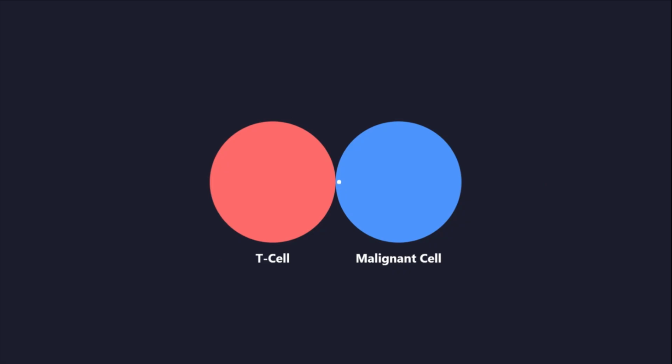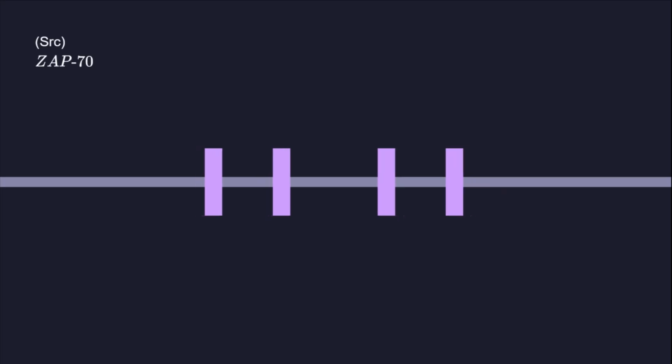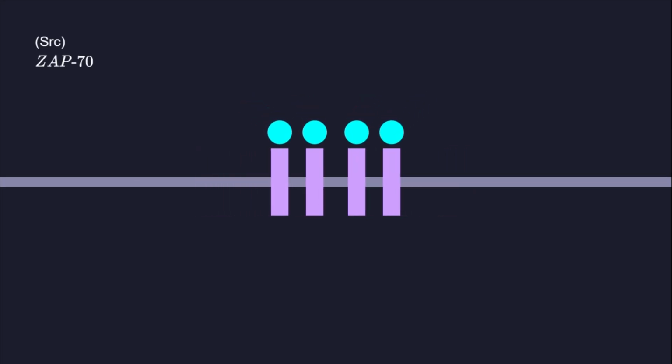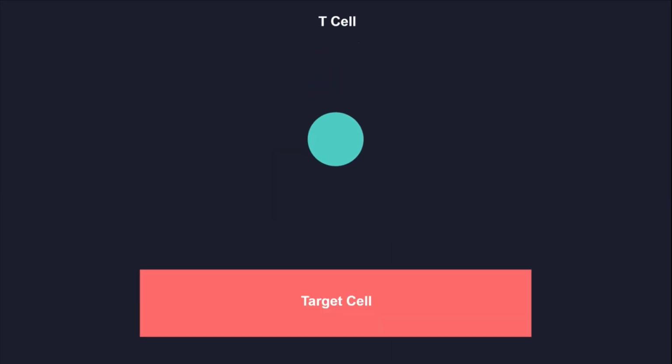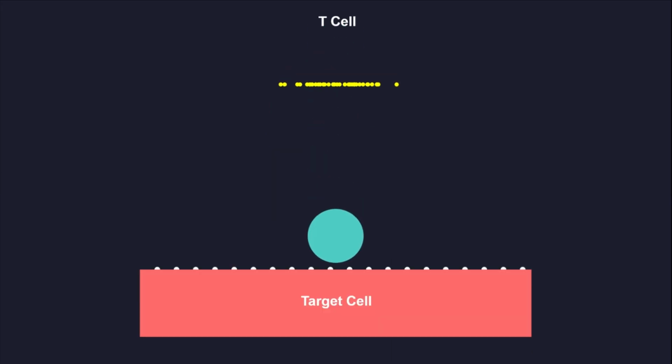Upon encountering the target antigen, the receptors cluster at the point of contact, forming a synthetic immunological synapse that focuses the release of cytotoxic granules toward the malignant cell membrane. This clustering triggers the phosphorylation of the tyrosine motifs by members of the Src family kinases, initiating a downstream signaling cascade involving the zeta chain-associated protein kinase 70.